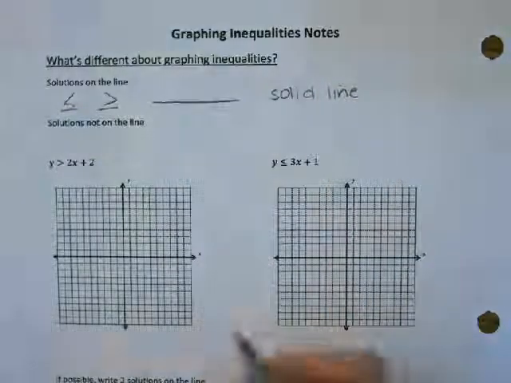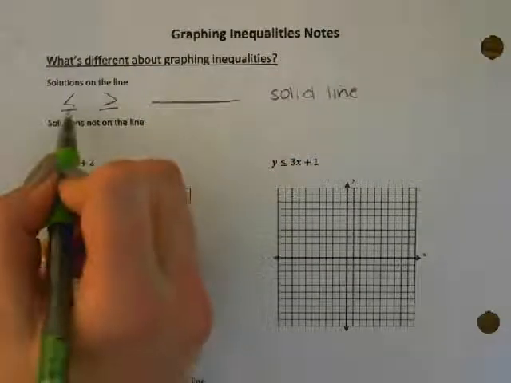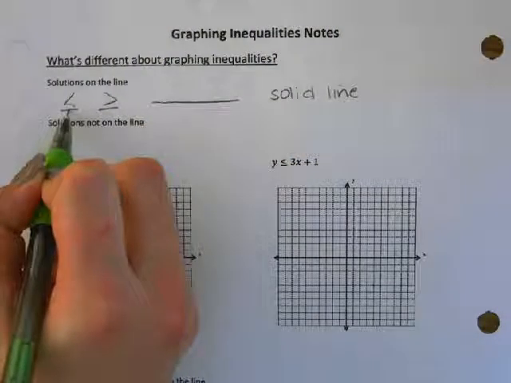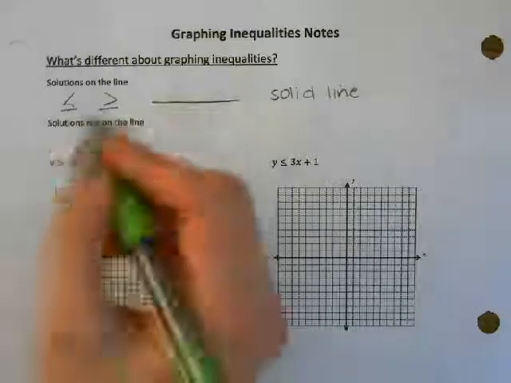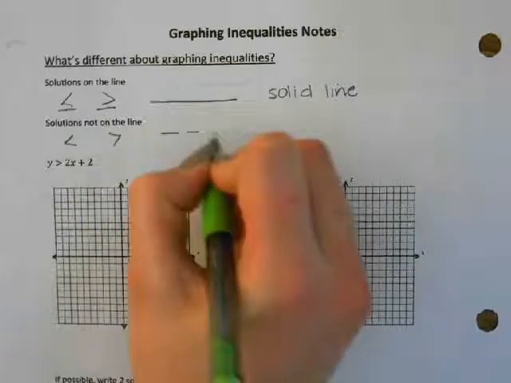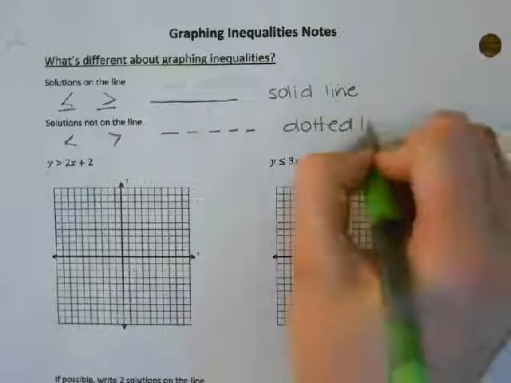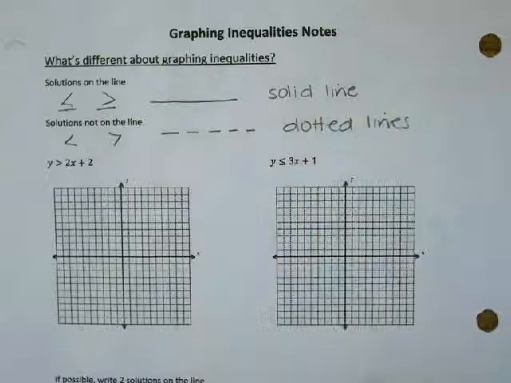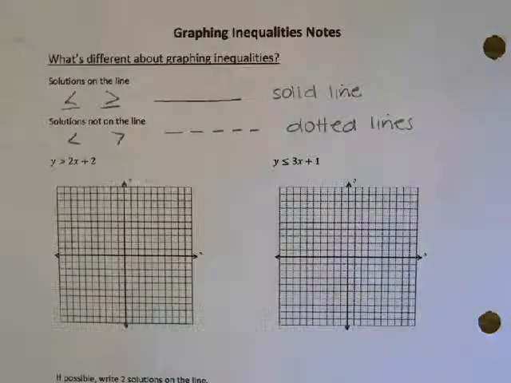And that's because points that are on the line make the equal to part of the inequality true. Solutions that are not on the line are going to be a less than sign or a greater than sign, and those are going to be dotted lines. And so that would be in a circumstance where if we were looking for solutions to the inequality, we would only be able to look in the shaded area. We couldn't look anywhere else.